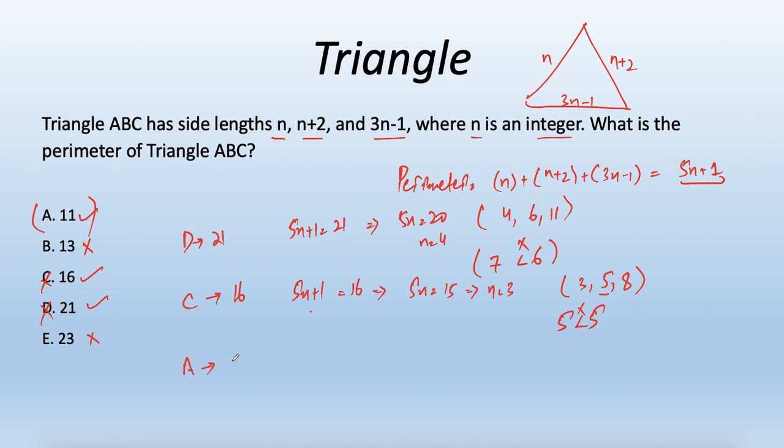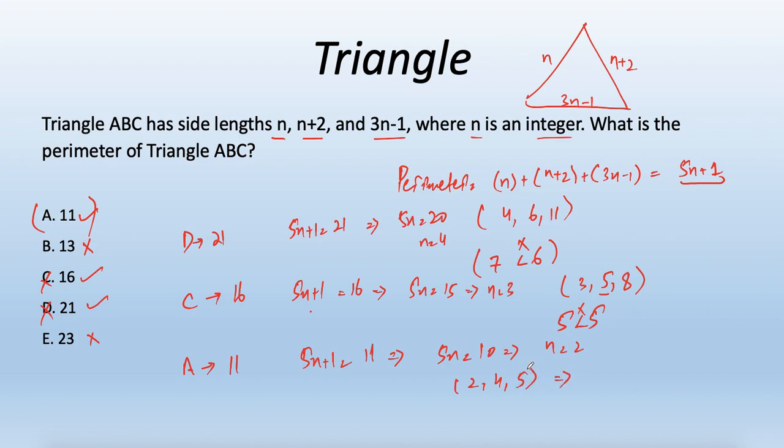And this is the possible answer, but we can prove that. If I consider 11, so 5n plus 1 is equal to 11, that means 5n is equal to 10, that means n is equal to 2. So the three sides are 2, 4 and 5.